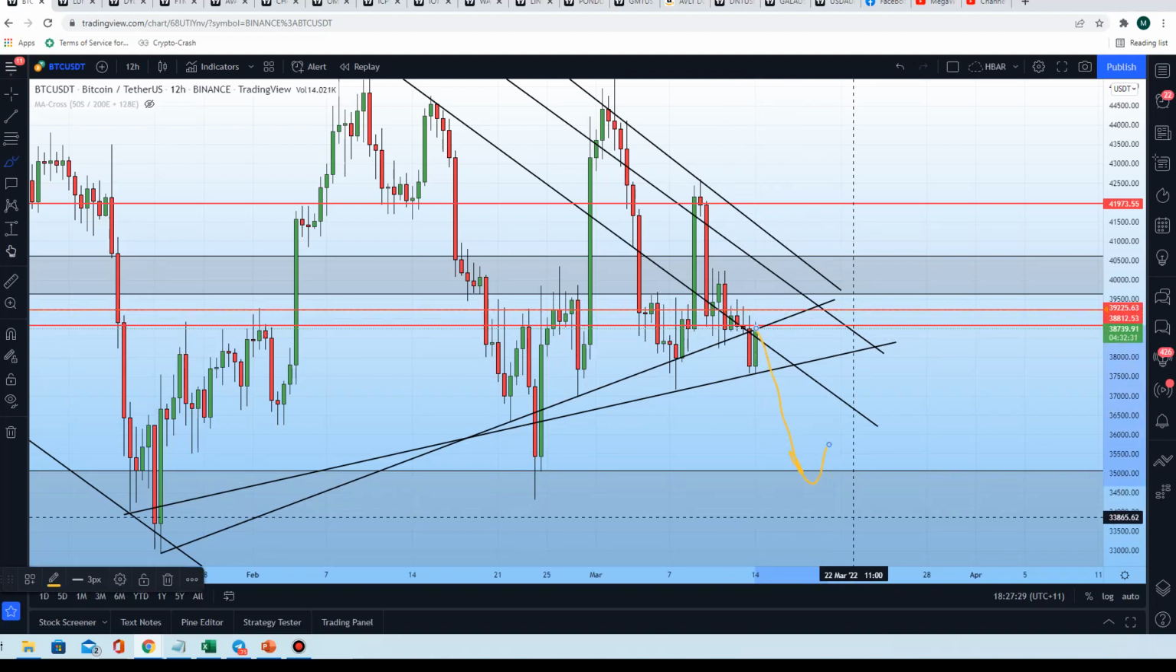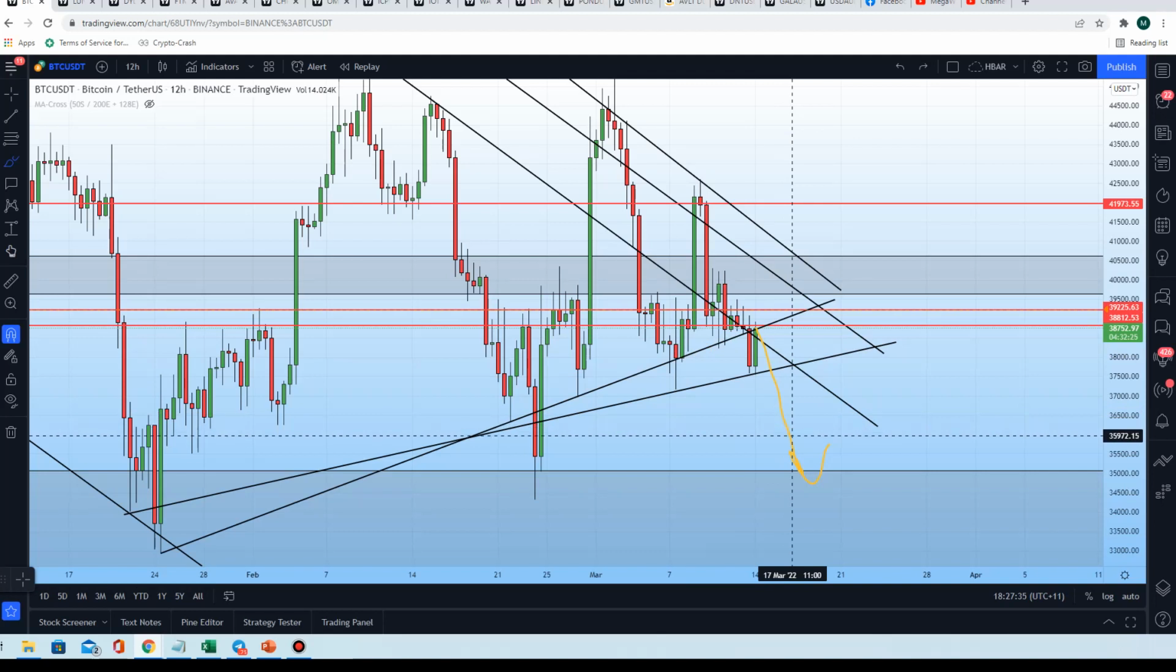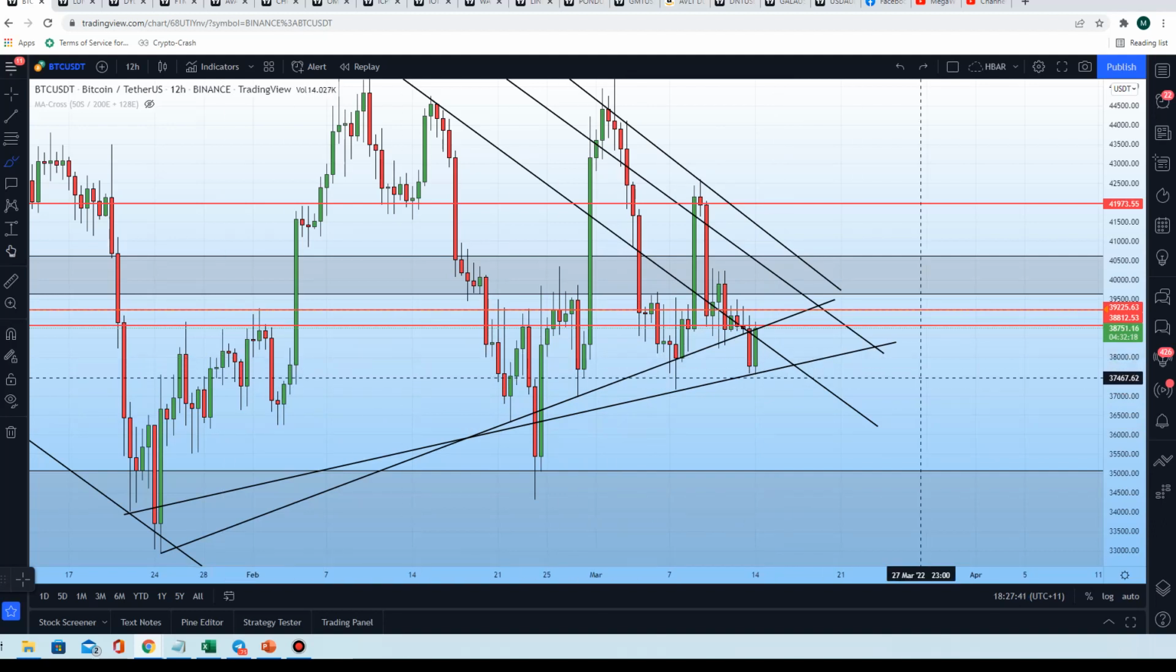All right, simple as that. If we can't get a daily close above these two red lines and this upper trend line, we expect a crash downwards to $35,000. I think it's inevitable at that point. I think it's going to happen. I think it's just dragged out and it's taking its time. Now, that's our bearish scenario for the short term, of course.